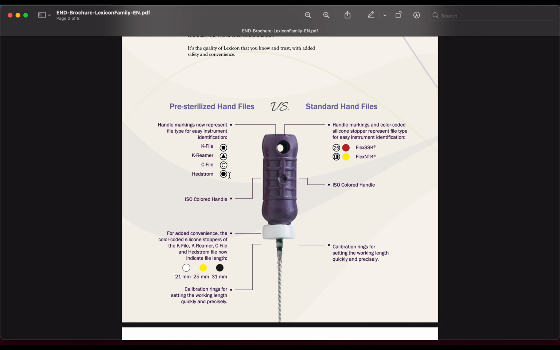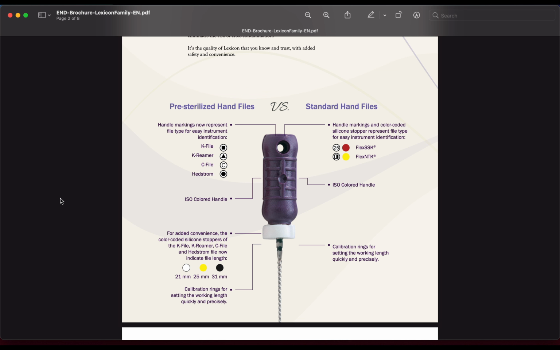So you're primarily going to be using K files for the majority of your work and C files for calcified cases, and I recommended, like I mentioned, C files for your sizes 10 and below, and then K files for 15 and above. And the reason the C files for those smaller files is because that's going to be your initial entry into the root canals, and that's what's going to help you get to the apex without too much trouble.